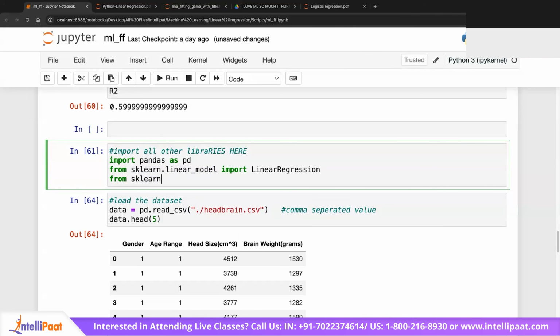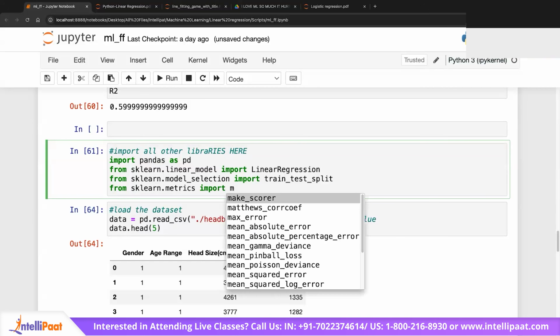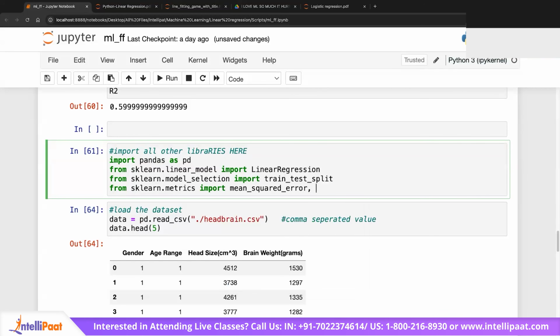From sklearn.model_selection, import train_test_split. Have I done this? From sklearn.model_selection, I'm importing something called train_test_split. From sklearn.metrics, import mean_squared_error. Okay. Import mean squared error. And I'm also going to import R square error. All right. R2 score.